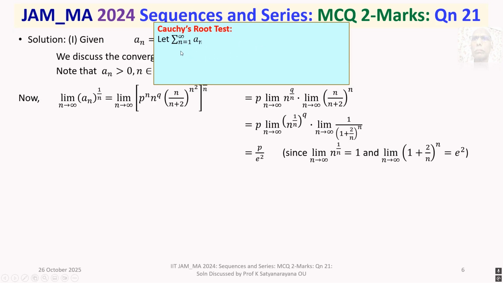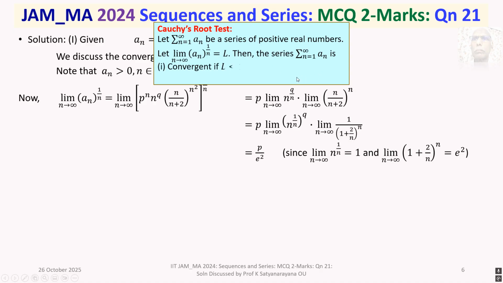It says, let sigma an be a series of positive real numbers. Let limit n tends to infinity of an to the power of 1 by n be L. Then the series sigma an is convergent in the first case, when L is less than 1, and divergent in the second case, when L is greater than 1. The test fails when L is equal to 1 and requires further investigation.